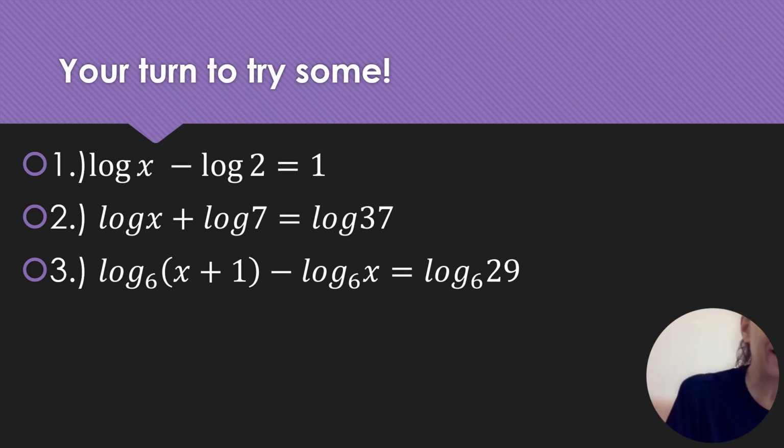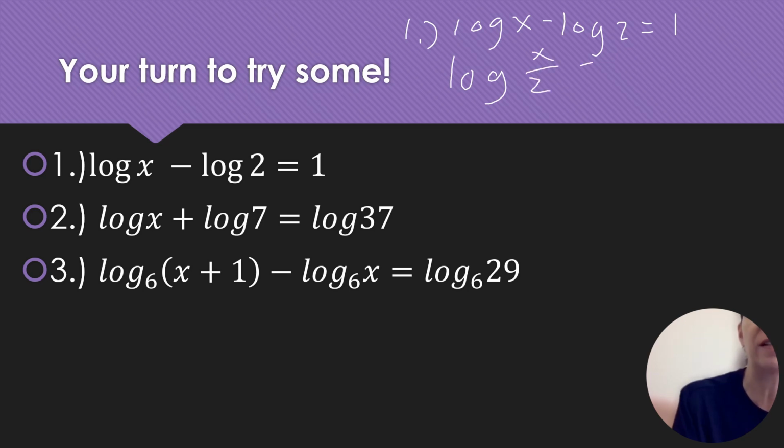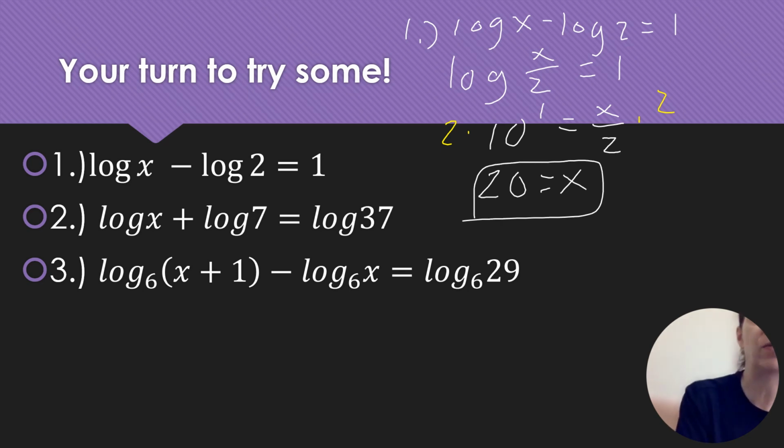Okay, so let's see what we've got. For number 1, we've got log of x minus log of 2 is equal to 1. If I'm subtracting logs, I would change that to division, so that would be log of x divided by 2. And remember, when we don't see a base, the base is 10. So this becomes 10 to the first power equals x over 2. And just like in the last one, we can undo that by multiplication. 2 times 10 is 20, and so x is equal to 20.